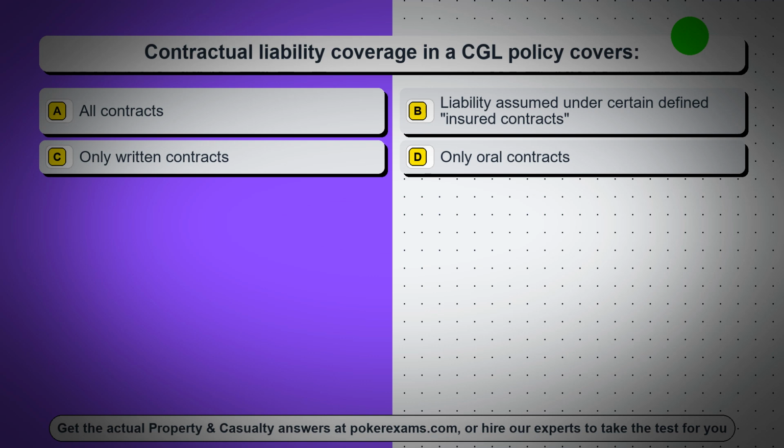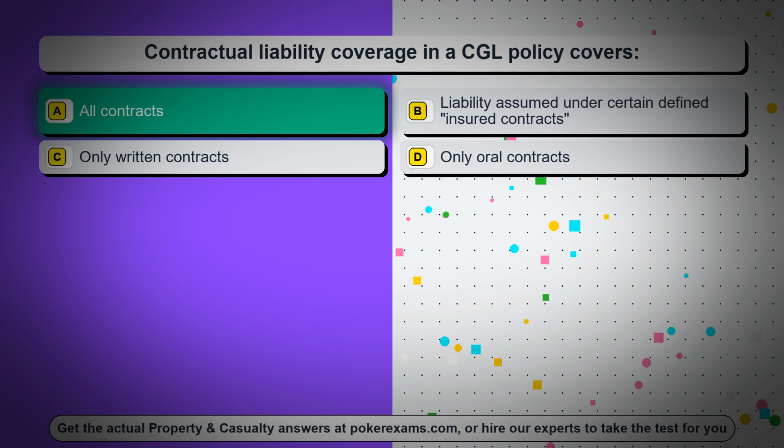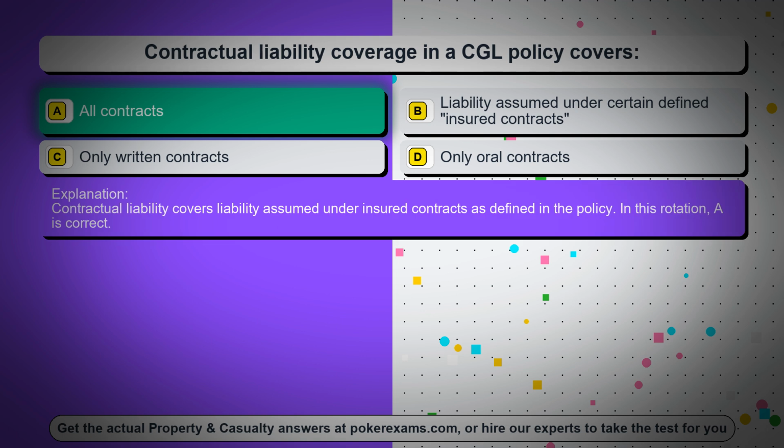Question 1. Contractual liability coverage in a CGL policy covers: Option A, all contracts. Option B, liability assumed under certain defined insured contracts. Option C, only written contracts. Option D, only oral contracts. The correct answer is option A, all contracts. Contractual liability covers liability assumed under insured contracts as defined in the policy. In this rotation, A is correct.